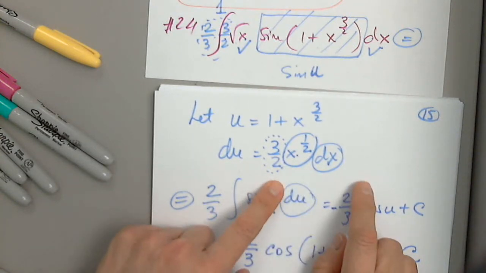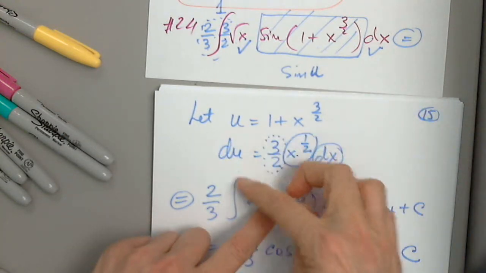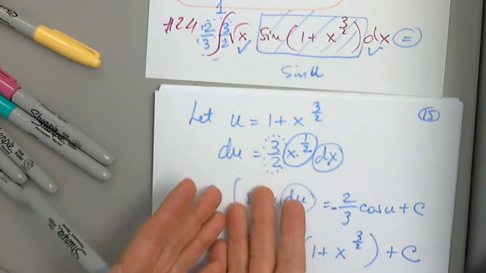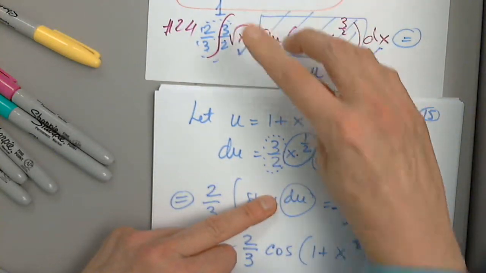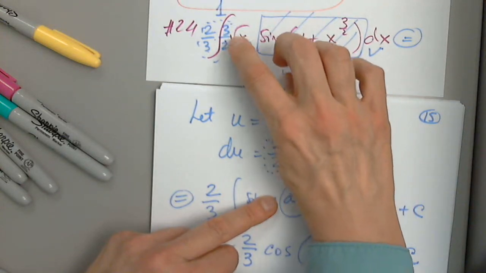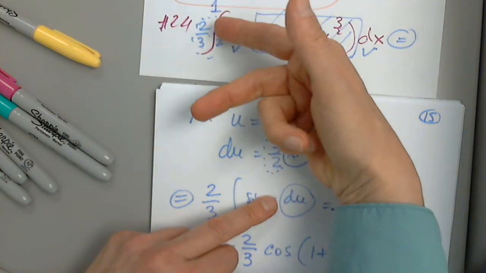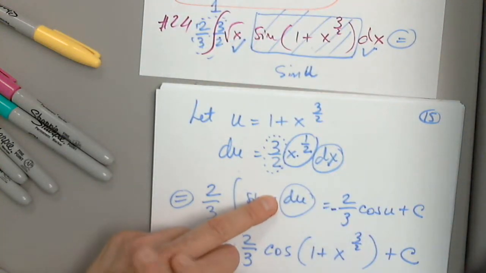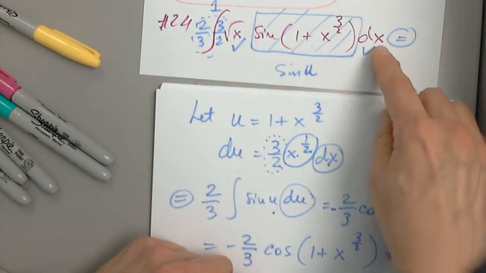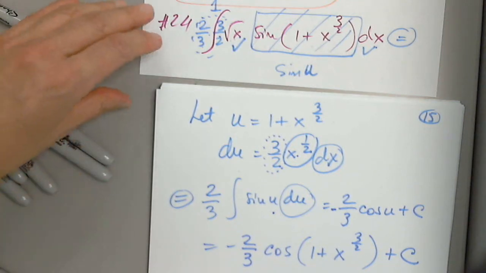If I don't have du, one other way is to solve this equation for dx, which I think is slightly more difficult in certain cases. Instead of saying I have du, I have this factor, I have this factor, but I don't have 3/2. So multiply by 3/2 and divide by 3/2. Another way will be to solve this equation for dx and plug it in, but I think it's slightly more difficult.